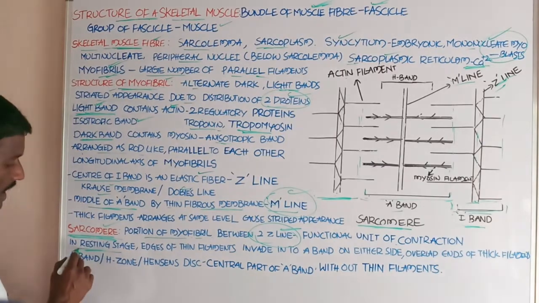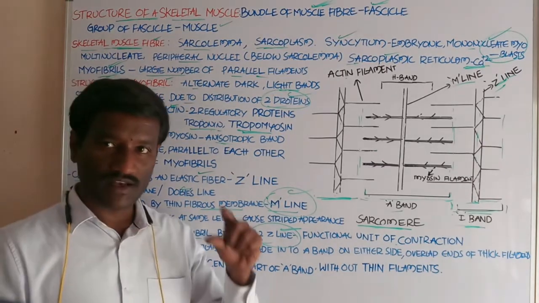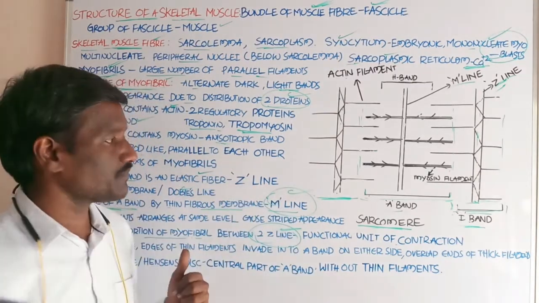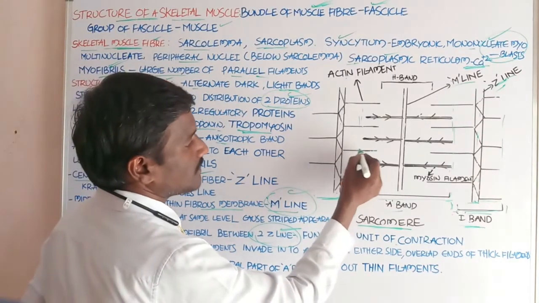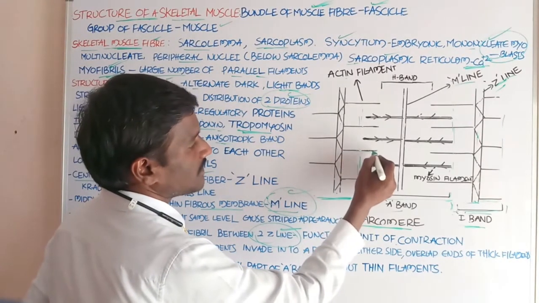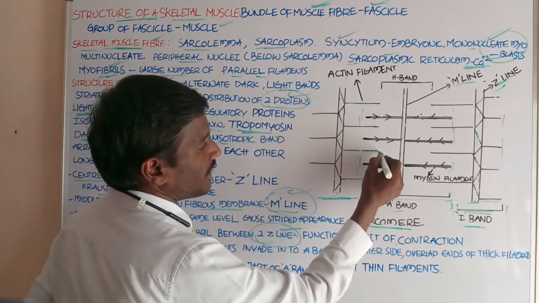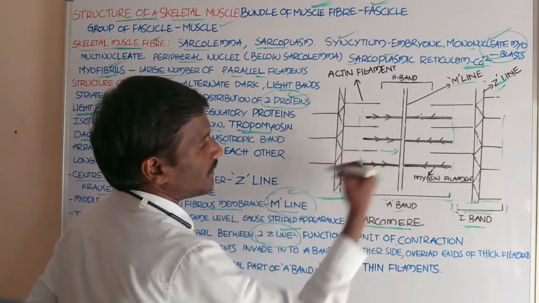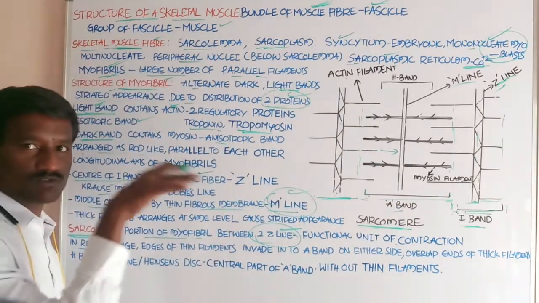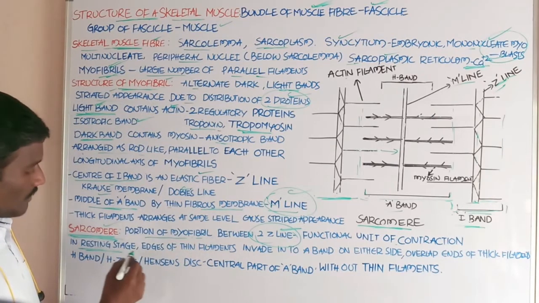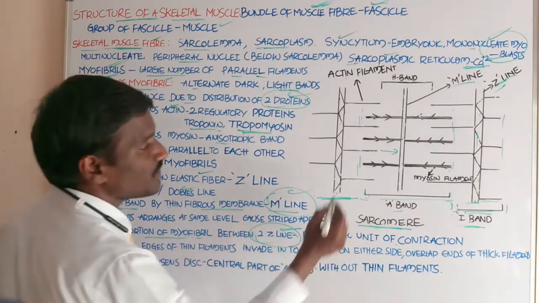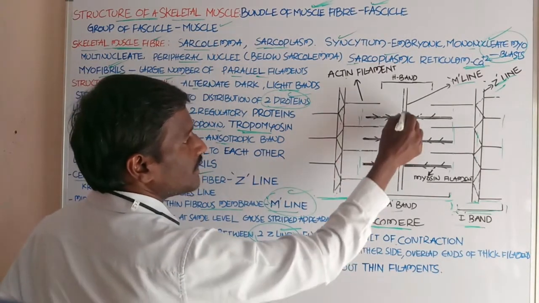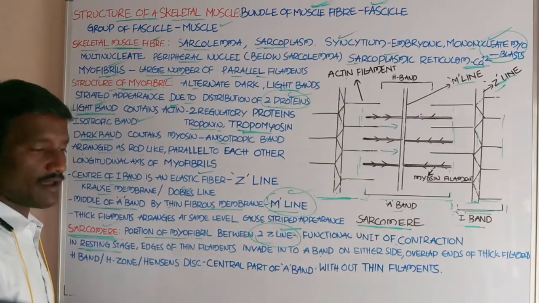Okay, student. In the resting stage, when the muscle fiber is close to relaxation or the resting stage, these are the thin filaments. They enter towards the middle part of the A band. These are entered to the inward position. Okay, students, the edges of the thin filaments invade into the A band. The edges of the thin filaments enter into the middle part of the A band.